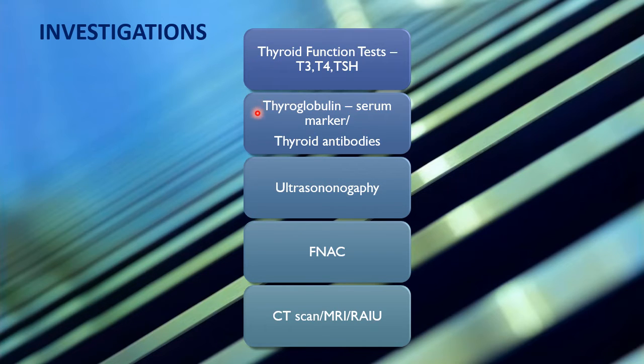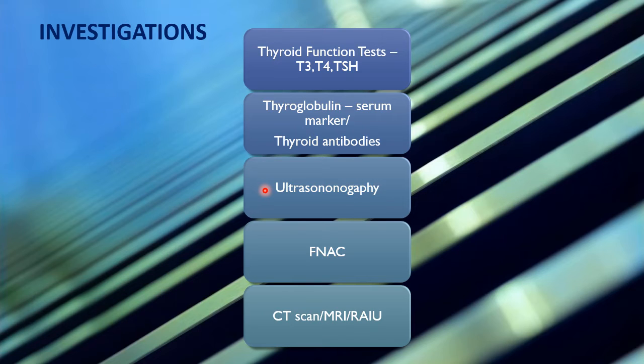Next is thyroglobulin, which is a very good serum marker for patients with thyroid cancers. This is useful especially for follow-up of patients with cancer after thyroidectomy or thyroid ablation. And the other thyroid marker is serum calcitonin, for medullary carcinoma. Thyroid antibodies can occasionally be done, such as if you think the cause is an autoimmune disease.